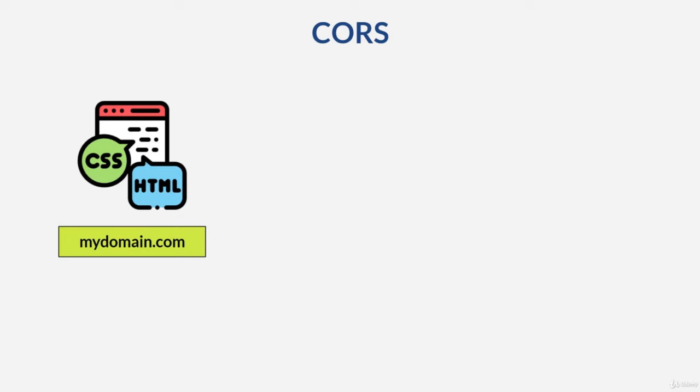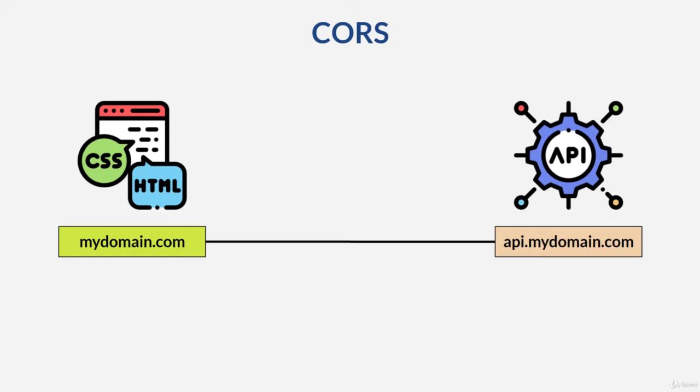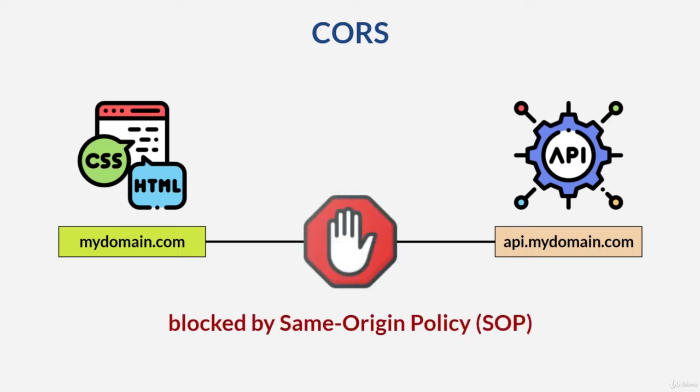When deploying a web application and API, it is a common use case that we have different domain or subdomain names. For example, the front-end application can be deployed at mydomain.com, while APIs are deployed at api.mydomain.com. By default, API access in this example will be blocked by same origin policy, or SOP.